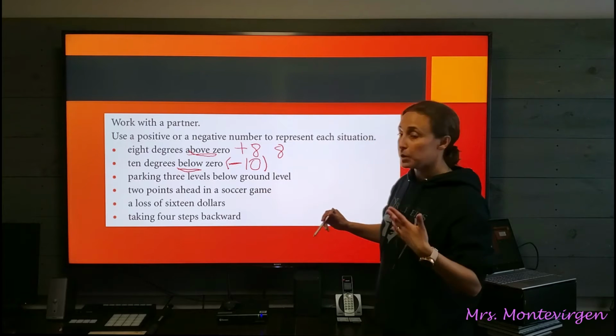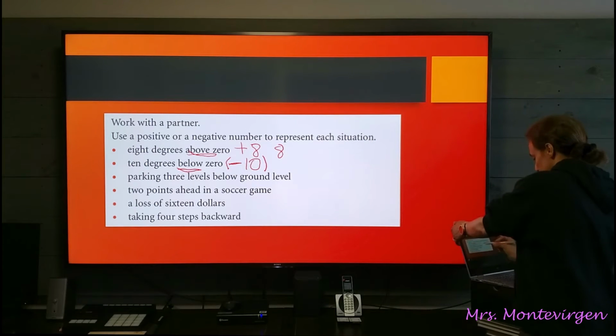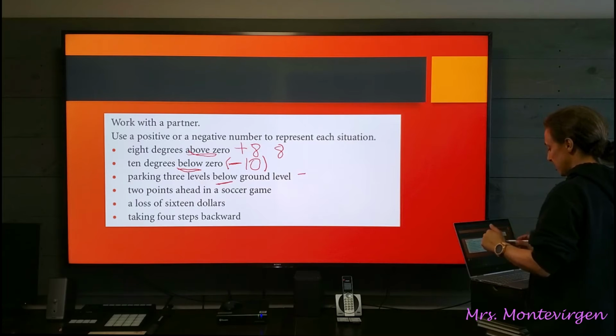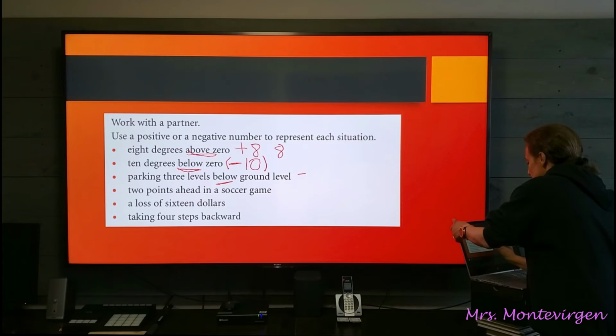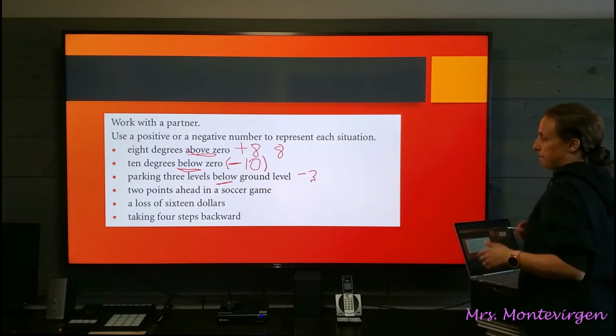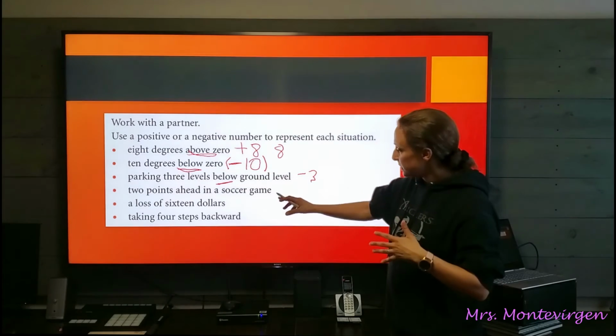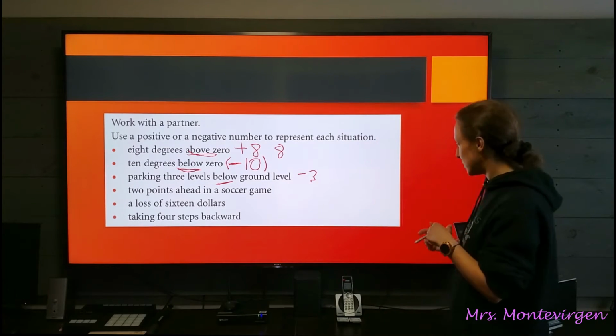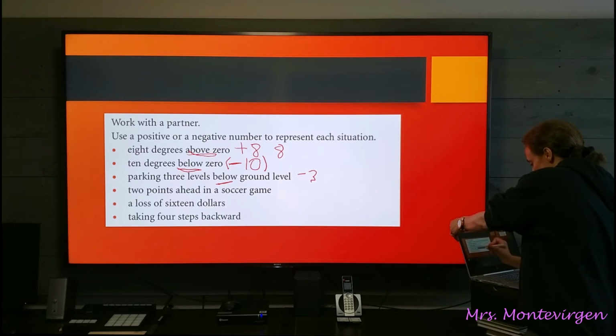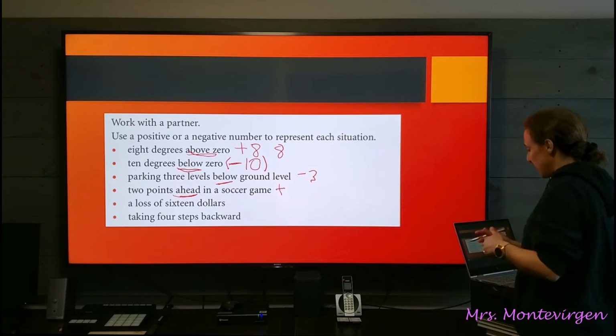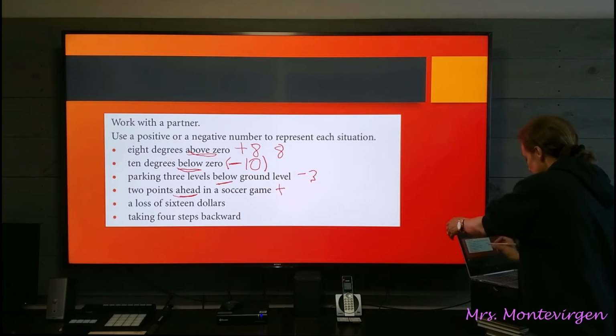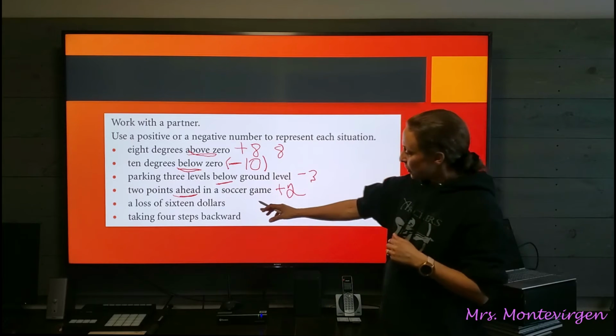Now let's go on to the next example. Parking 3 levels below ground level. Again, I'm going to look for my keyword, which is below, and I'm going to put that as my negative sign. I see right at the beginning, it says parking 3 levels, so my answer here is going to be -3. So far, so good. Let's go on to the next one. 2 points ahead in a soccer game. My keyword is ahead, so again, I'm going to put my positive sign. In this case, this is 2 points ahead, so my answer is going to be +2.